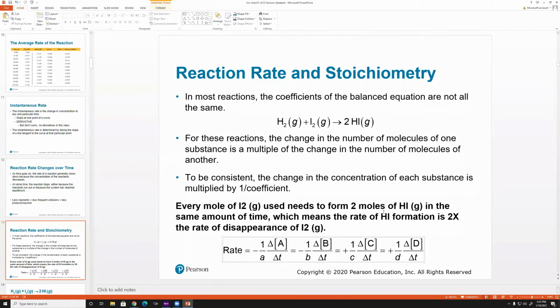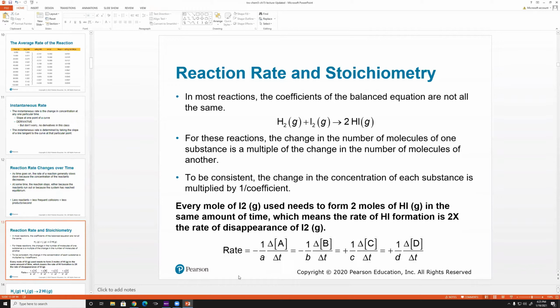This means that the rate at which HI forms per mole, meaning the concentration increase, has to be double the rate of the disappearance of I2 in order for it to catch up. So basically, the time that 1 mole of I2 is removed or goes away is the same time that 2 moles of HI need to be made. Therefore, the reaction rate, or the change in concentration of HI, is double.